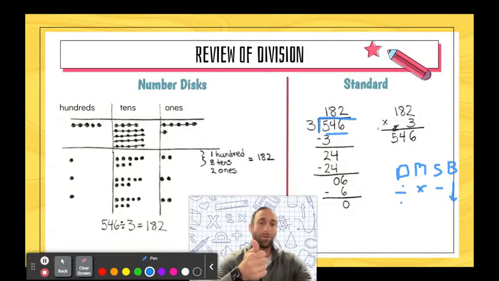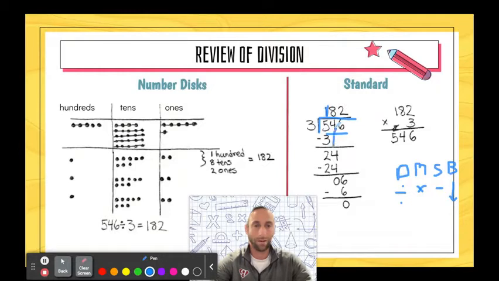Or 3, 6. Well, I can't go to 6 because that's too many, so I have to go back. 3 goes into 5 only one time. And 3 times 1 is 3. So we just did the first and second step right there. It goes under the number you divided into. 5 minus 3 is 2. Subtraction is our next step.